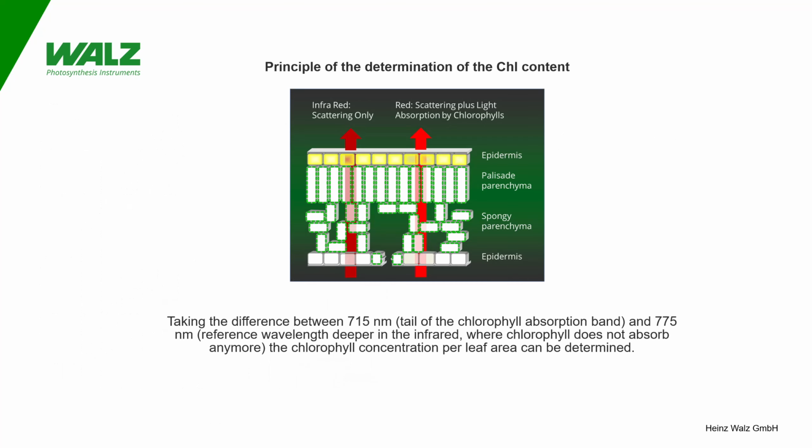If we then look at the chlorophyll determination method, it is important to note that the chosen wavelength of 715 nanometers is much further to the far red than the 650 nanometers that is used in spot meters. As reference, 775 nanometers was chosen. At 775 nanometers, chlorophyll no longer absorbs. This approach follows the method proposed by Zerovic et al. in 2012 in Physiologia Plantarum.